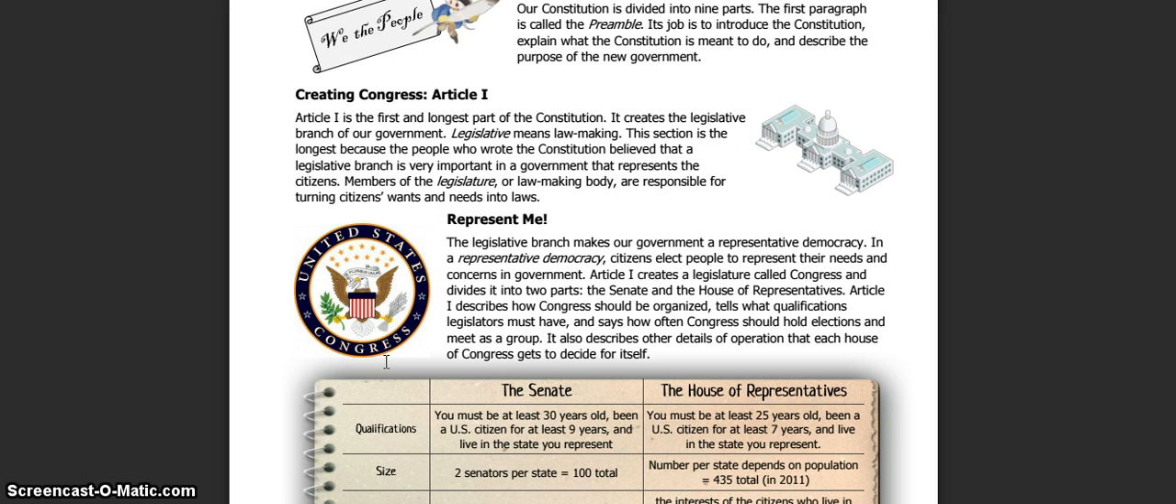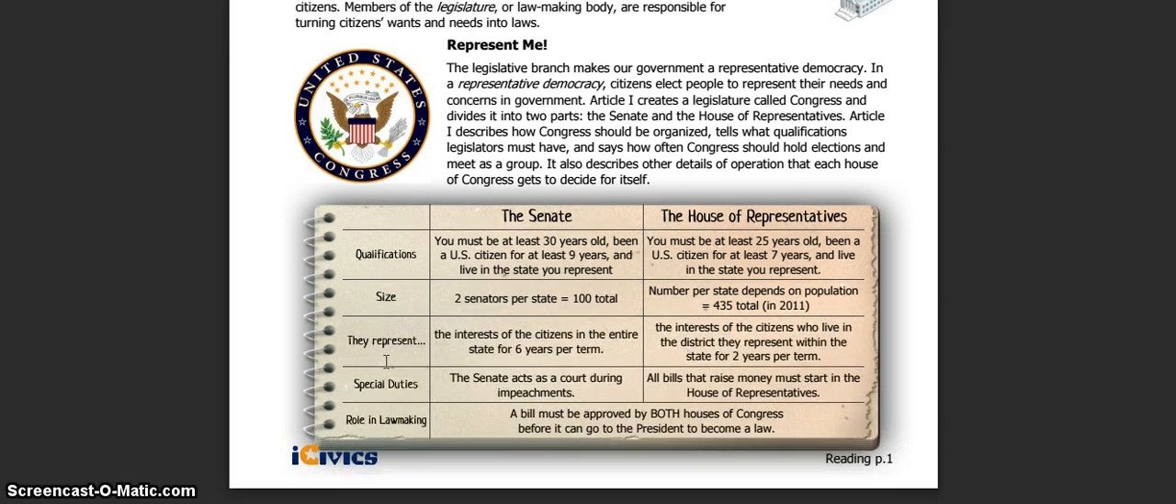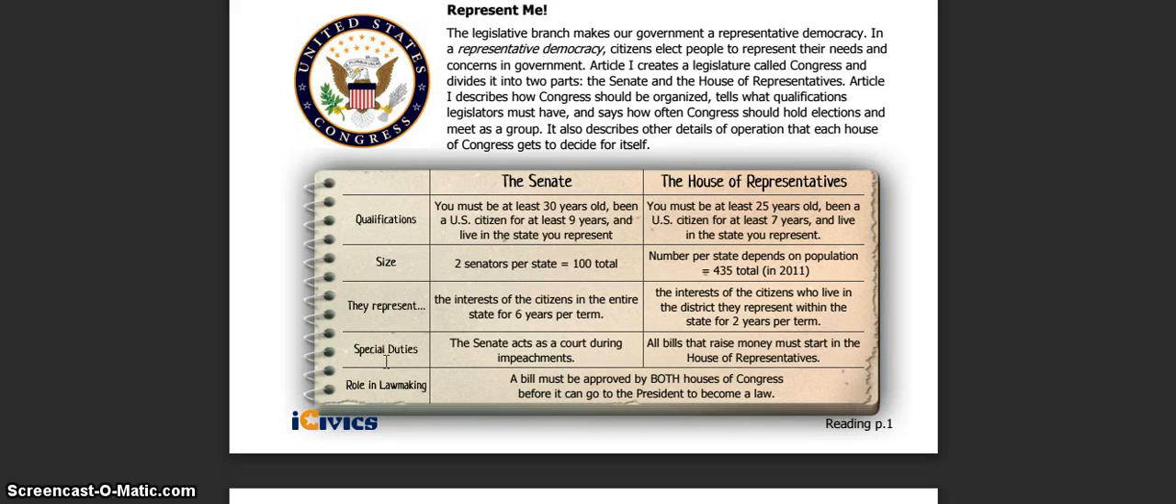Article 1 describes how Congress should be organized, tells what qualifications legislators need to have, and says how often Congress should hold elections and meet as a group. It also describes other details of operation that each House of Congress gets to decide for itself. You can take a look at the Senate and House requirements right here. I'm going to move forward for now.